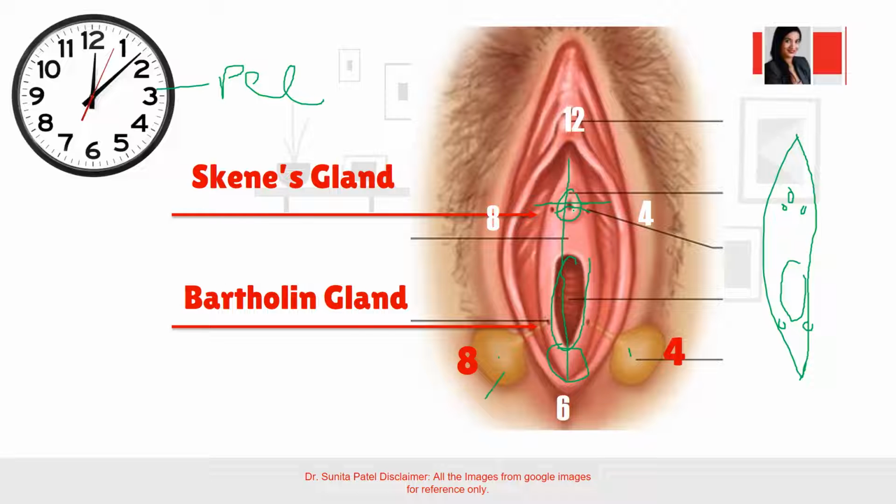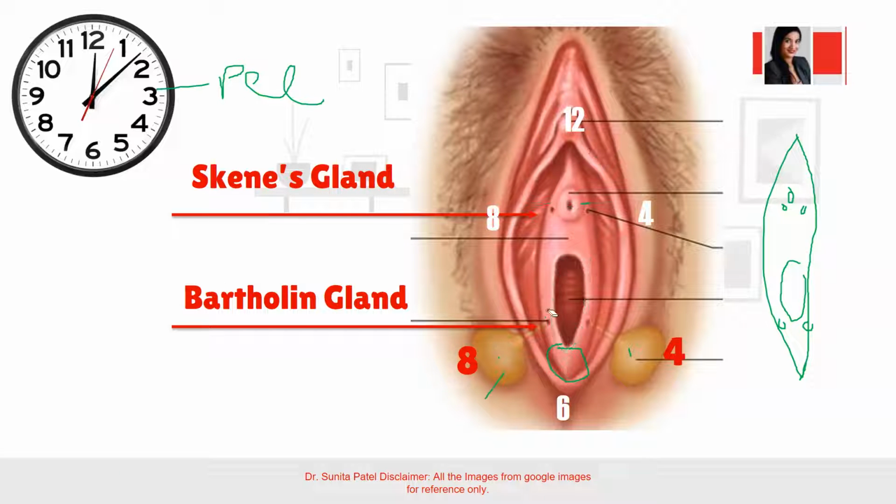Very down, we have another small gland present. That is the Bartholin gland, and the Bartholin glands also open on both sides of the vagina, at 4 o'clock and 8 o'clock. Now, what is the function of these particular glands? Why and when do they become functional?